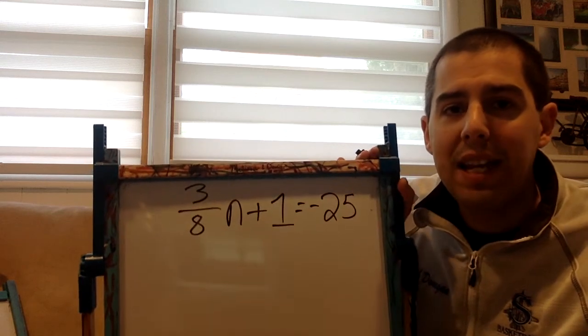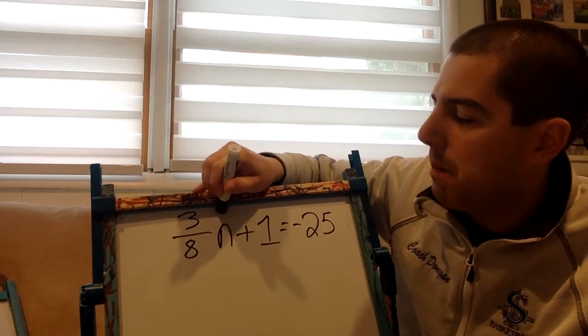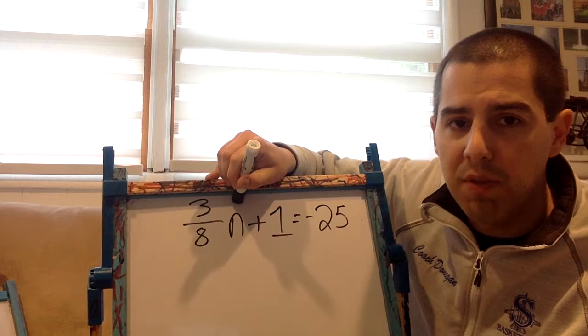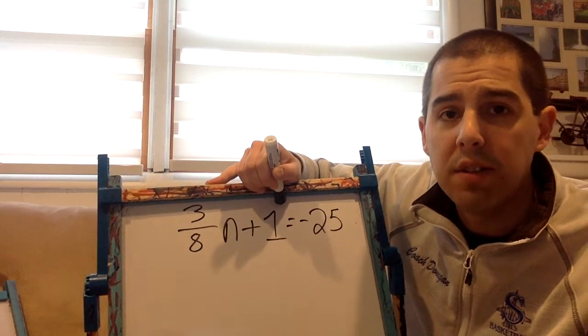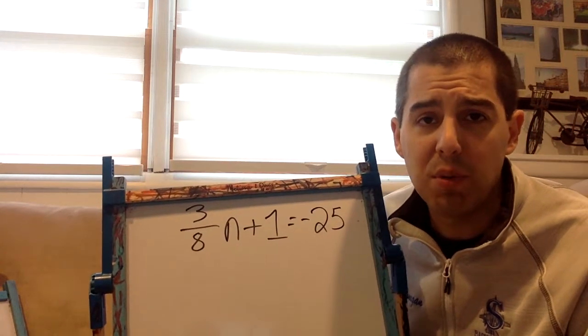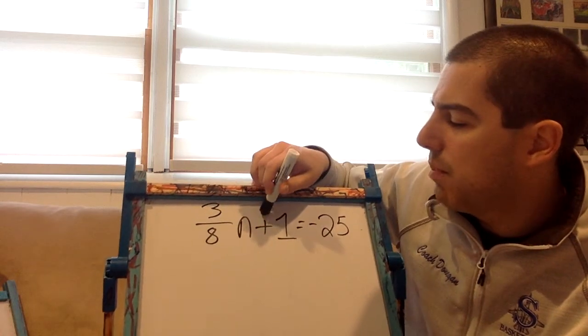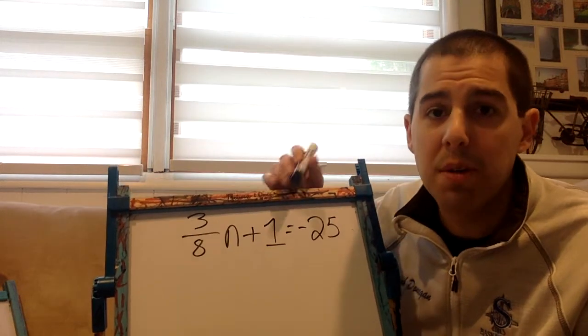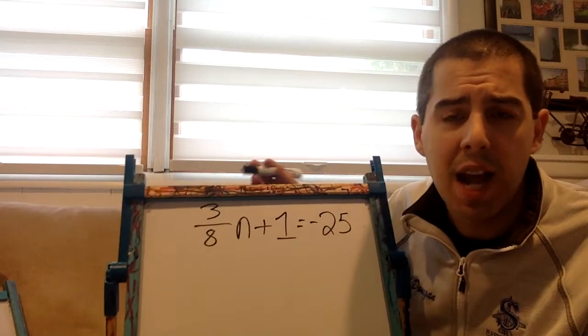So what we look at here, I see 3/8 multiplied by the variable, and then we're adding 1. So we have to use the inverse operations. So the inverse operation of plus 1 is easy. We're going to put a -1 underneath both sides, and we're off to the races.